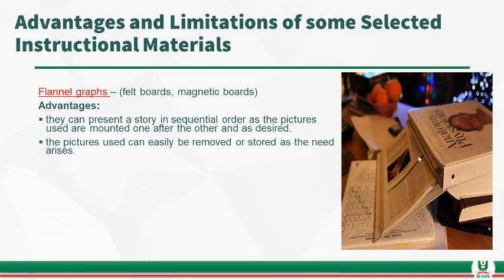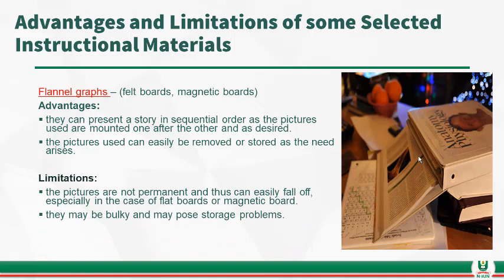Now the flannelgraph also can be presented with the flannel board. We have the felt board, we have the magic board. All these things can be used in the classroom to display instruction. The advantage is that they can present a story in sequential order as the pictures are used, one after the other. So in storytelling, you can bring story picture one, you flip it up, then picture two, you place it on the wall, and other things in that manner. Then the pictures can be used easily, and can be easily removed or stored as the need arises.